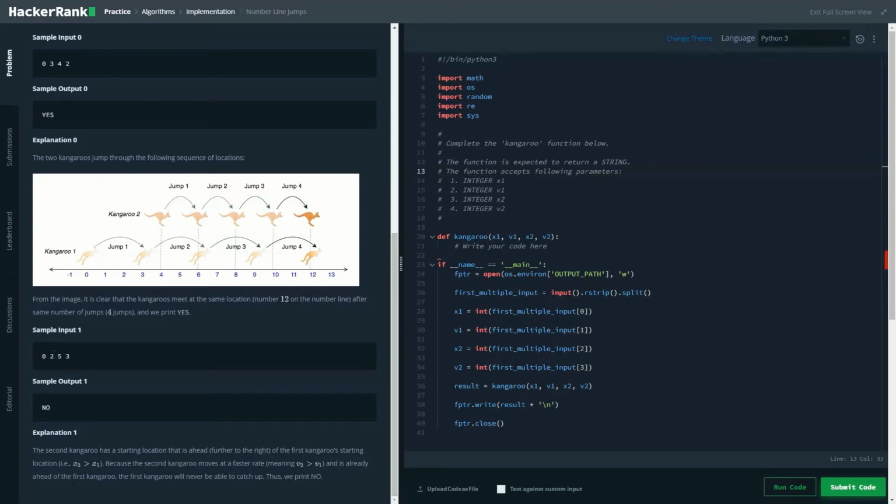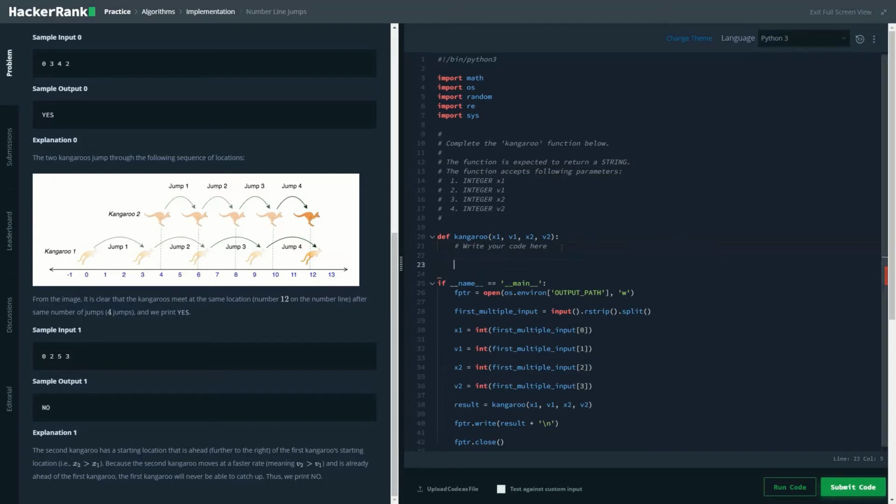Here's one more input. As you can see from the explanation, the second kangaroo was starting at a location that is ahead, further to the right of the first kangaroo's starting location, and because the second kangaroo moves faster than the first kangaroo, the first kangaroo will never be able to catch up. So if a kangaroo is already ahead of its peer and is also moving faster, there is no way the peer would be able to catch up. In that case we return no.